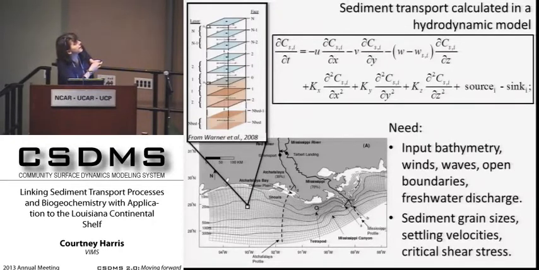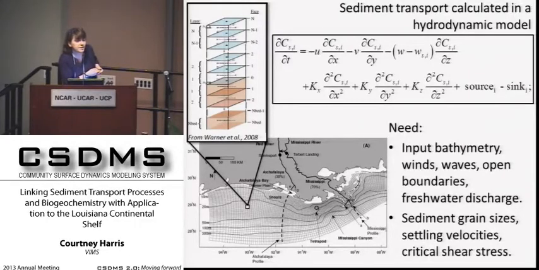What we do to account for sediment transport is we add a sediment bed model underneath of the water column model. Here the blue cells represent the water column, and within the water column we're calculating the fluxes of salinity, temperature, momentum, and suspended sediment concentrations. Underneath our hydrodynamic model, we have a model of the sediment bed.